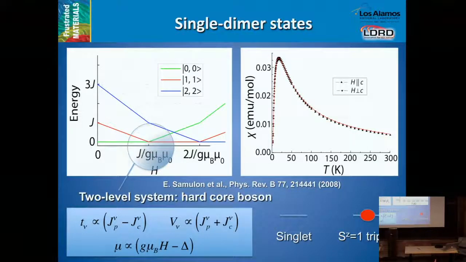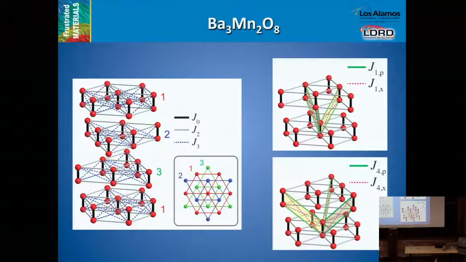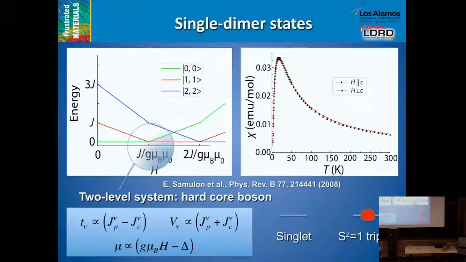And now we can project into this low energy manifold, right? And what we will find is that this triplet can hop. So basically, if you create a triplet in one of these dimers, it can hop from one dimer to the next one. But the hopping, because of the frustration, because of these competing interactions between parallel and cross exchange, is proportional to the difference between parallel and cross. This has to do with the opposite parity of singlets and triplets and the exchange of the two spins. So the hopping goes like the difference between the two interdimer exchange interactions.